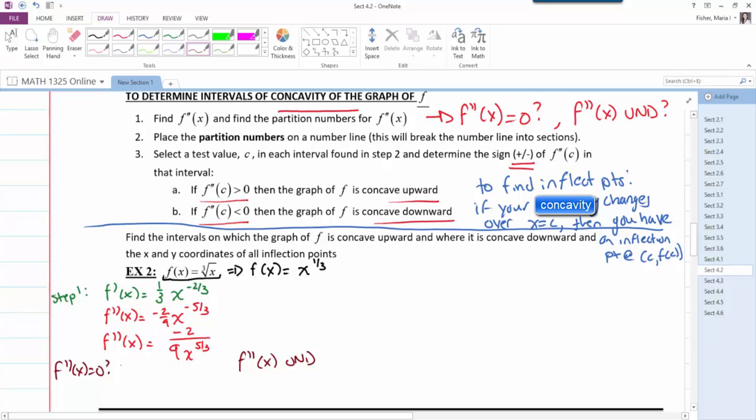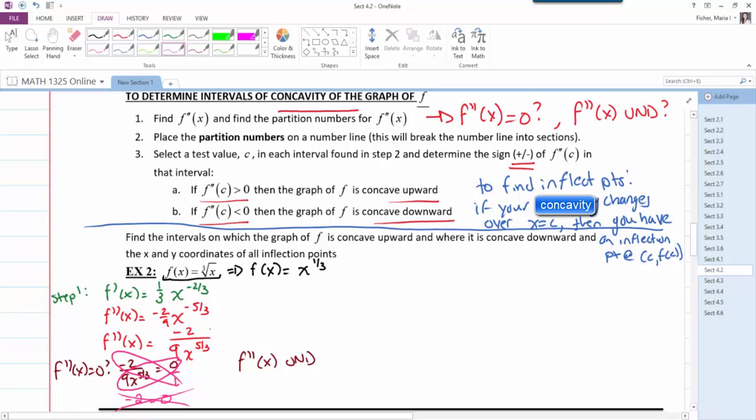Well, to set it equal to 0, I say negative 2 over 9x to the 5/3 equal to 0. I can always put my 0 over 1 and cross multiply to solve for x. Well, negative 2 times 1 is negative 2. And 0 times 9x to the 5/3 is 0. Well, negative 2 doesn't equal 0, which means there's no values of x where the second derivative is equal to 0.